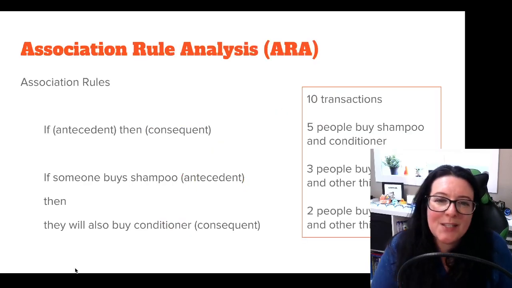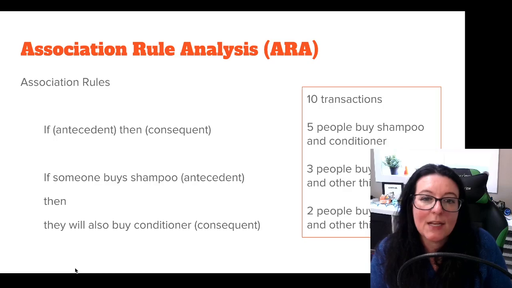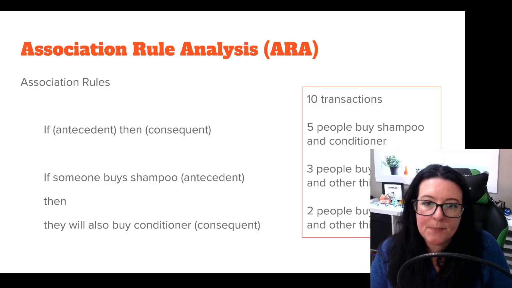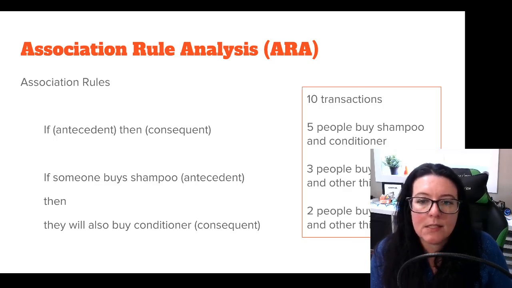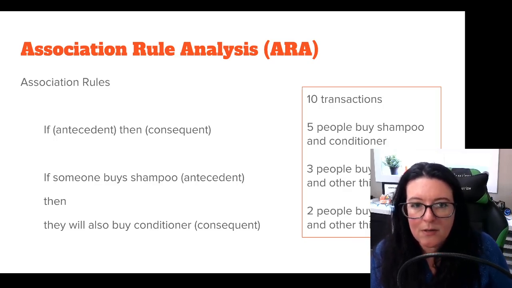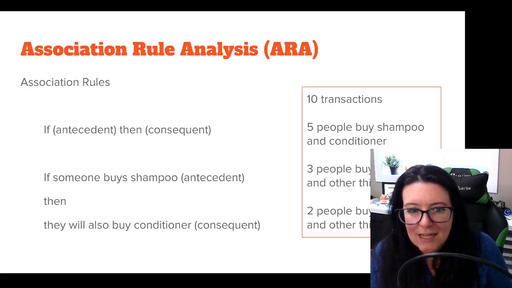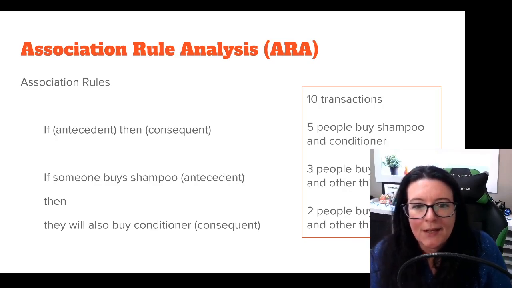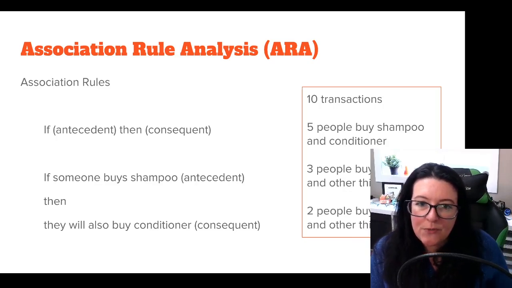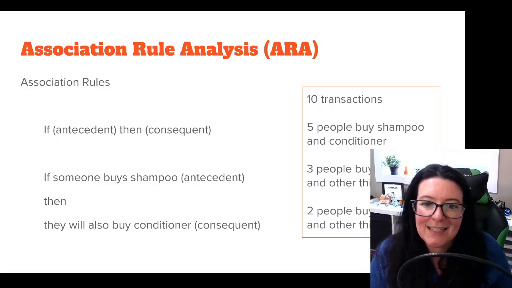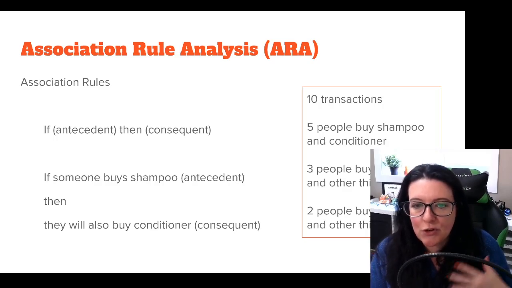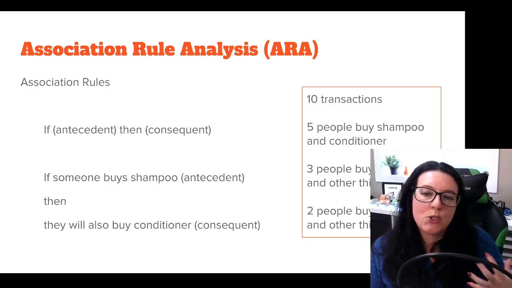All right, so association rule analysis creates an association rule. An association rule has two parts: if something, then something. The if part is the antecedent, and the part that comes after the then is the consequent. So if someone buys shampoo, buying shampoo is the antecedent, then they will also buy conditioner. So conditioner is the consequent.